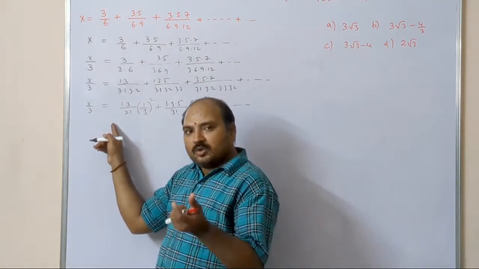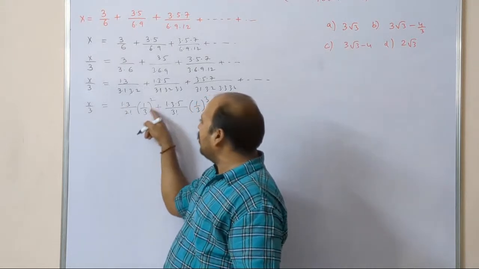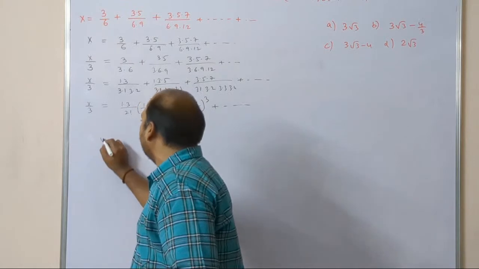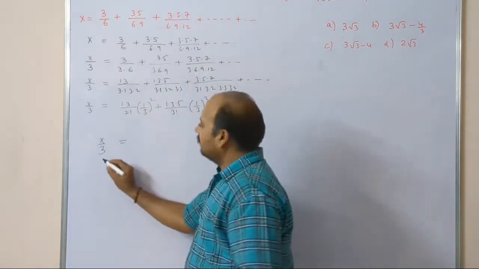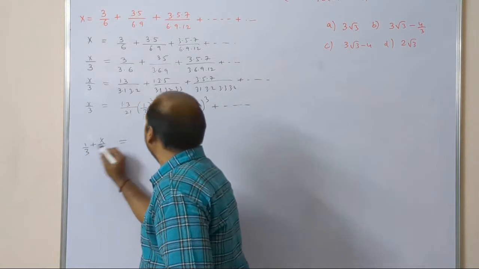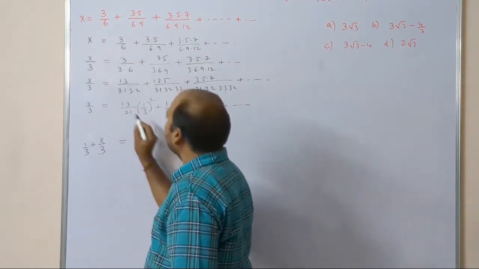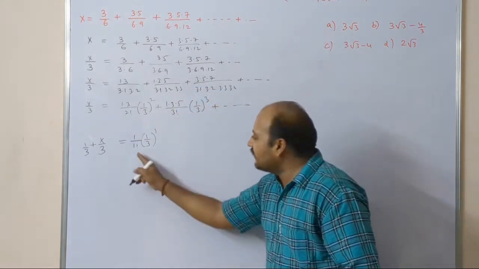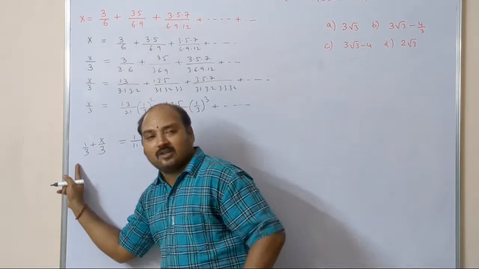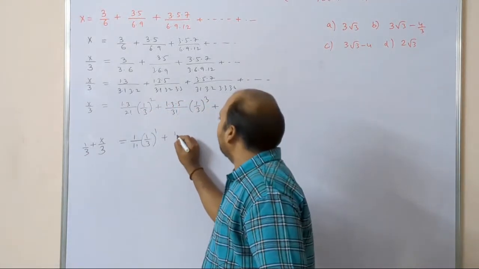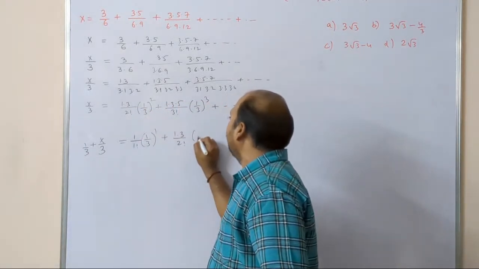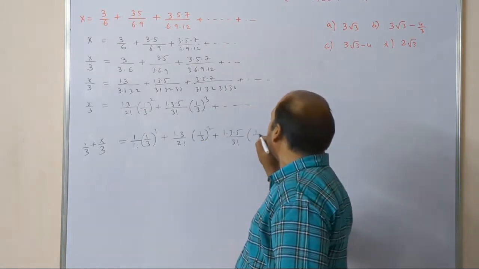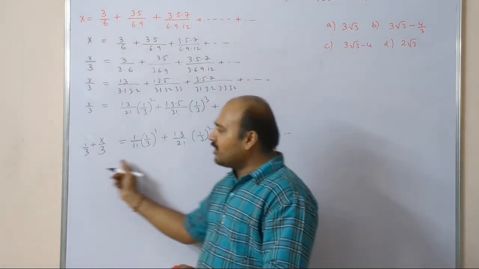But to get the complete expansion, before 1 by 3 whole square, 1 by 3 whole power 1 will be there. Before 1 into 3, only 1 is there, and before 2 factorial, 1 factorial will be there. So this means 1 by 3 only, no? That is the reason I am adding 1 by 3 here. Plus the remaining: 1 into 3 by 2 factorial into 1 by 3 whole square, plus 1 into 3 into 5 by 3 factorial into 1 by 3 whole cube. But the series is still not complete.